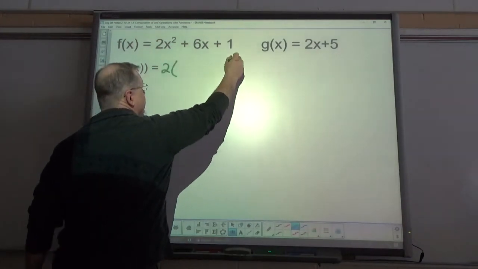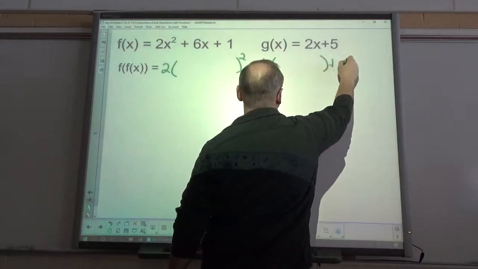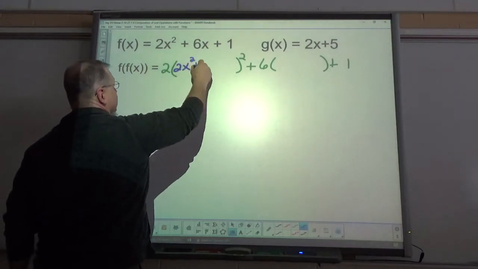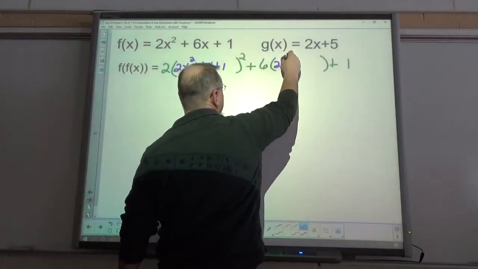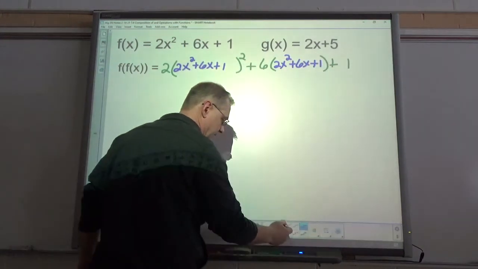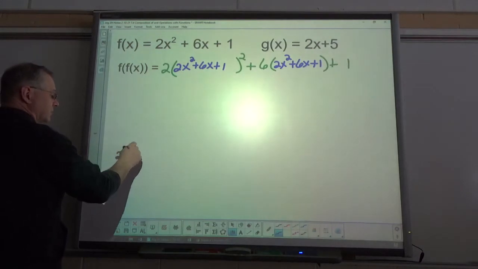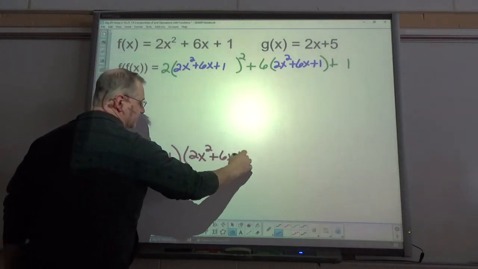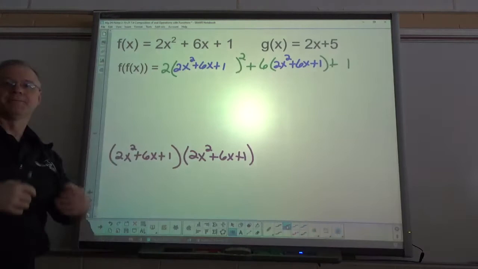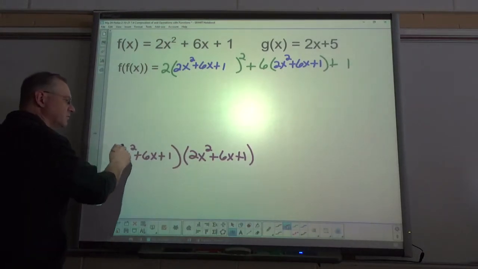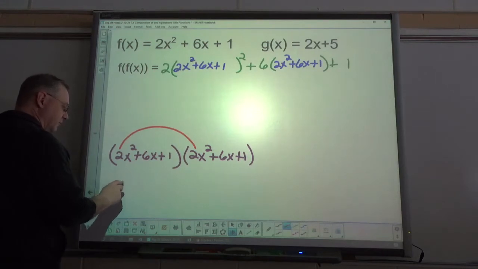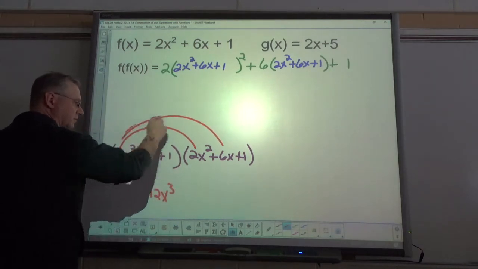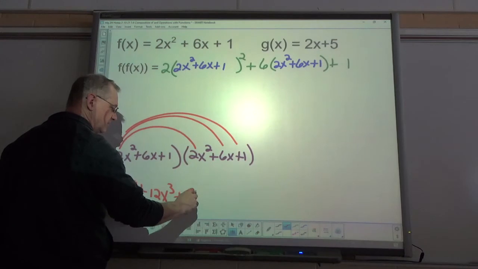2 times x squared plus 6 times x plus 1. I have to do some work on the side here. 2x squared plus 6x plus 1, 2x squared plus 6x plus 1. All right, so 2x squared plus 6x plus 1 times 2x squared plus 6x plus 1. Now I can't just simply do a formula here, so I'm going to multiply: 4x to the 4th plus 12x to the 3rd plus 2x to the 2nd.